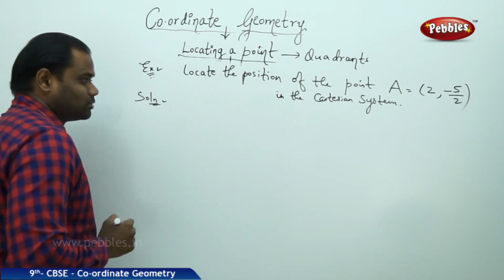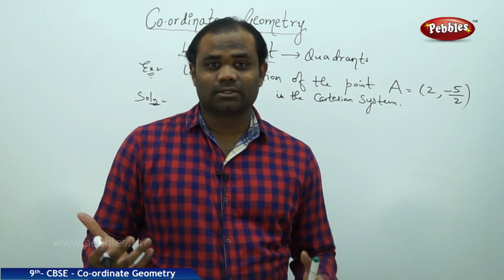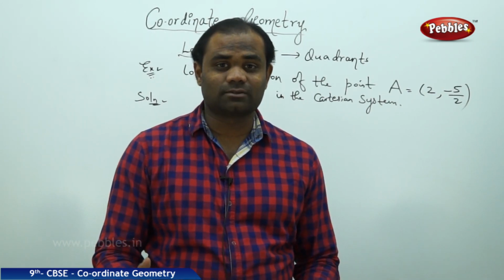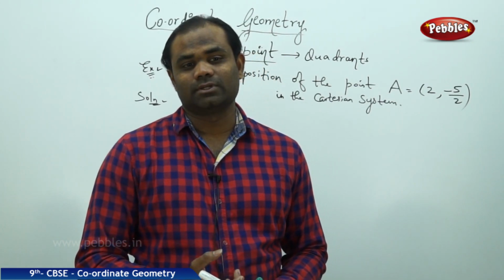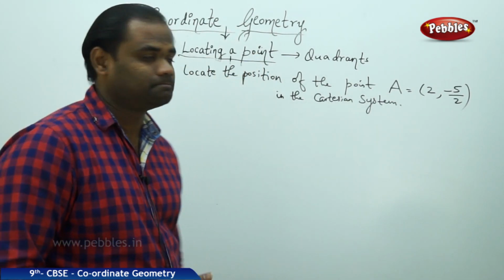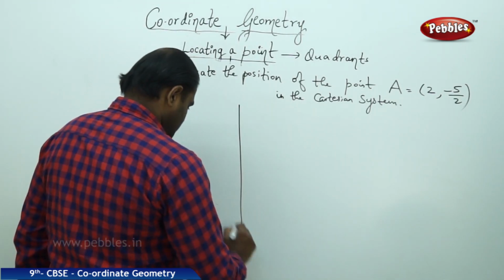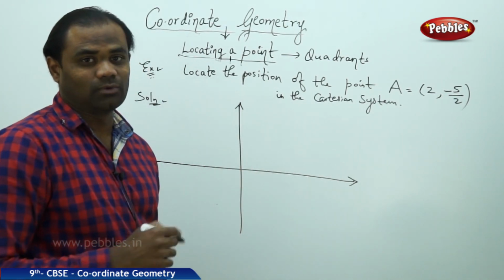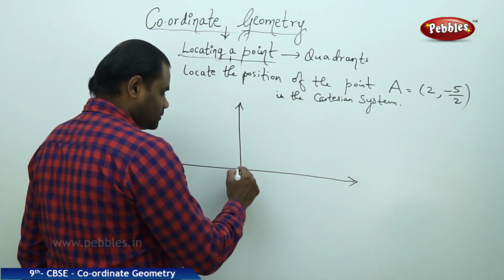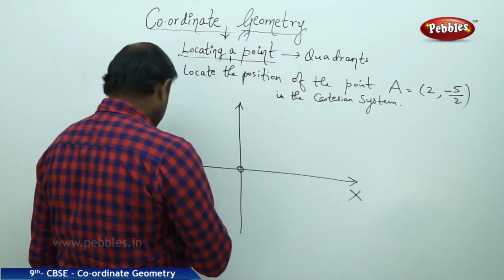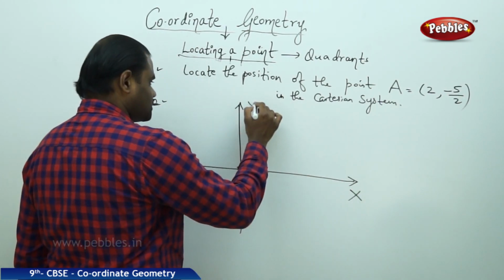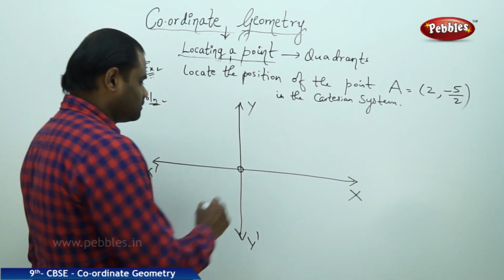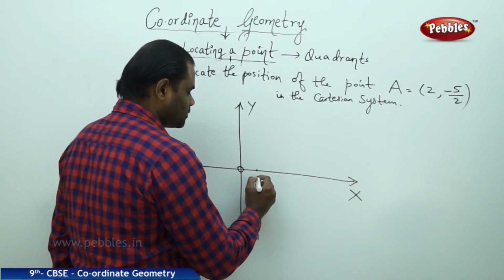The first thing I do before I locate the point is, of course, construct the Cartesian system, the base for locating the point and for identifying its quadrants. So let's construct the Cartesian system. The intersection of the horizontal axis and the vertical axis is what is called the Cartesian system. They intersect at the origin; this is the x-axis and this is the y-axis. And then let me take some points out here.